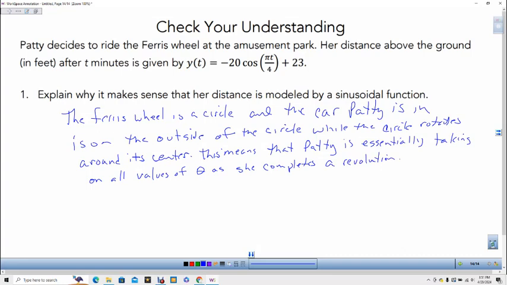And that would tell enough. You know, we got the circle. Patty starts here and she's going to go up and she's going to come back down. So she's going to take on all those values of theta as she goes around.